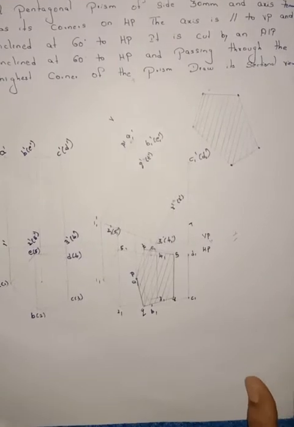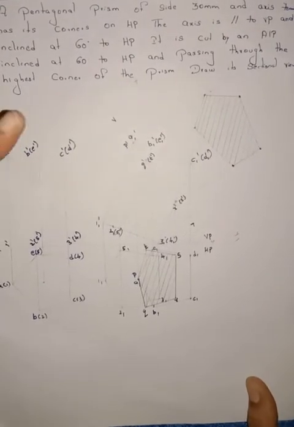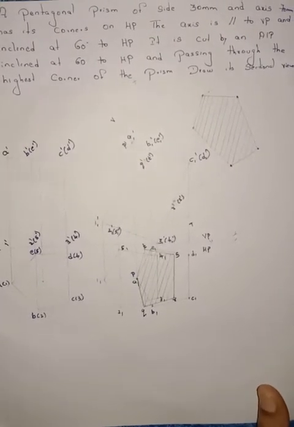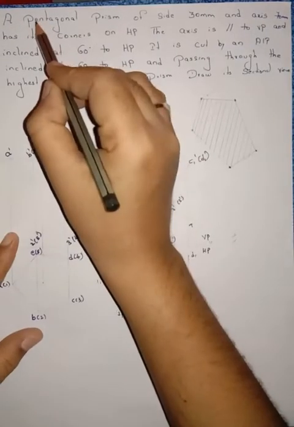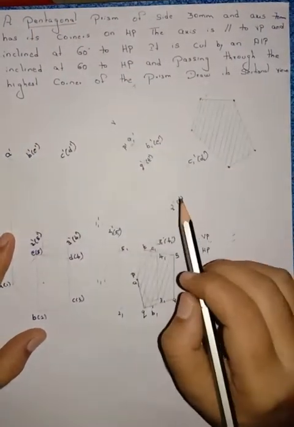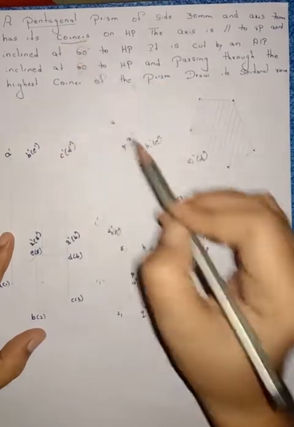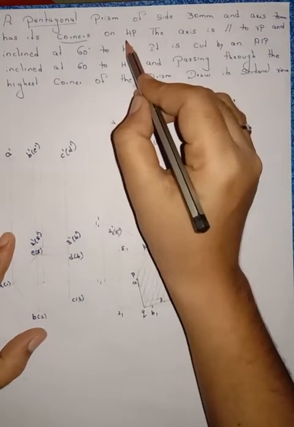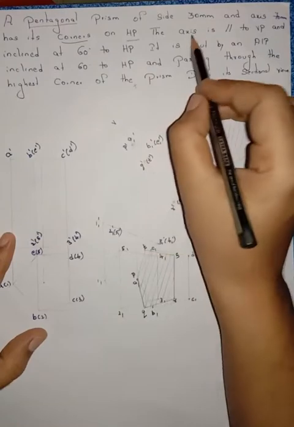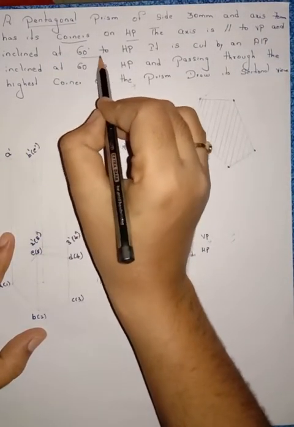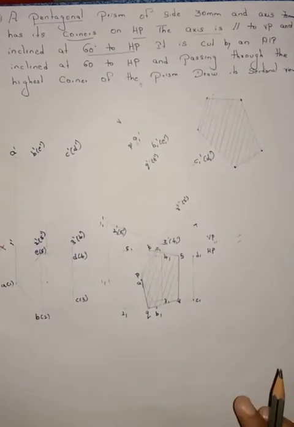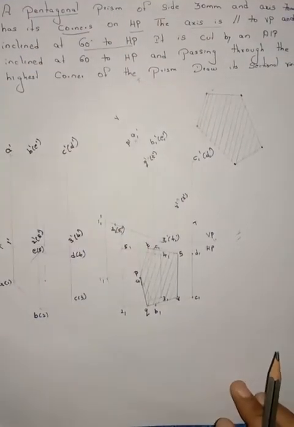After reading the question, divide it into two parts, first part and second part. Coming to the first part, what is the name of the polygon we are going to draw? The polygon is a pentagon. What is the condition? Corners. Where do we have to start the problem? On HP. What are the inclinations? The axis is parallel to VP and inclined at 60 degrees to HP. Okay, this is the first part.